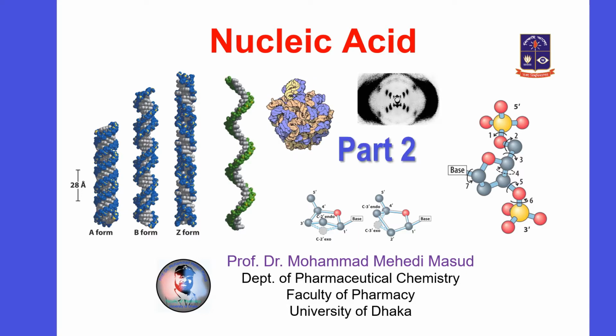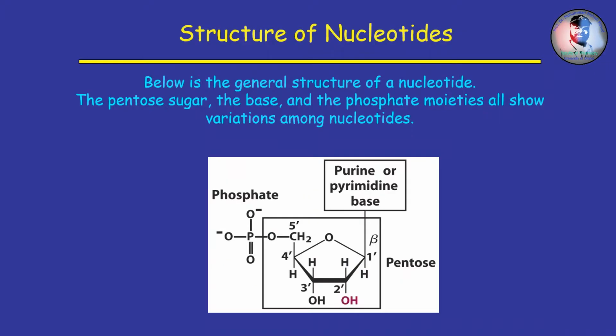Hope this lecture video will be helpful for you all to understand the chemistry of nucleic acid. In this lecture video, first I shall discuss the detailed chemistry of nucleotides. We already know that nucleic acids are linear polymers which consist of monomers called nucleotides. Each nucleotide carries a pentose sugar, a nitrogenous base, and a phosphate group.